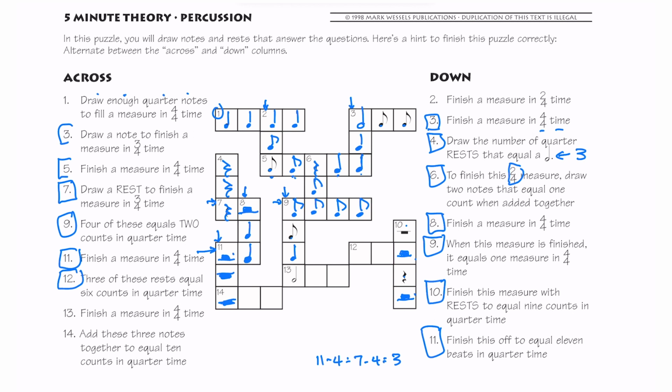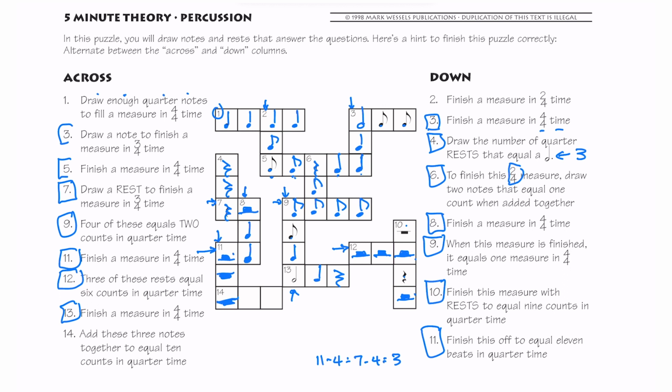Number 12 across. So I'm here. All right. 3 of these rests equal 6 counts in quarter time. So I have a half. So I need all 3 to be the same. So 6 divided by 3 equals 2. So I need 3 half rests. All right, 13 across. Finish a measure in 4/4 time. So here's a half. I got 2 more. I can do that. I can do that either way. And number 14, add these 3 notes together to equal 10 counts in quarter time.